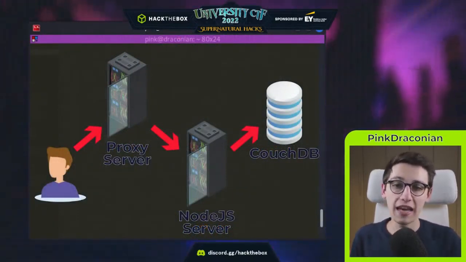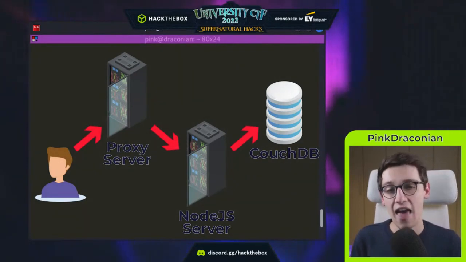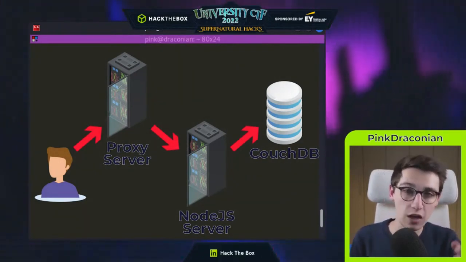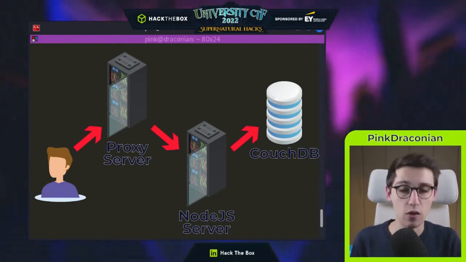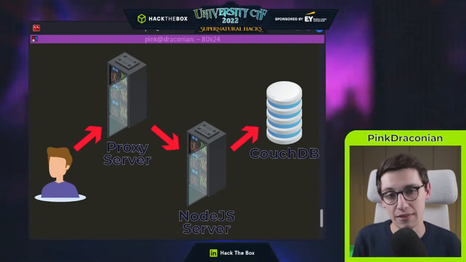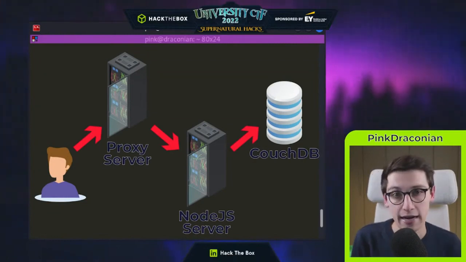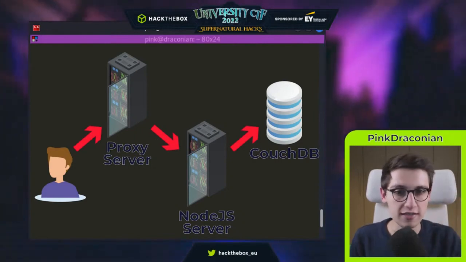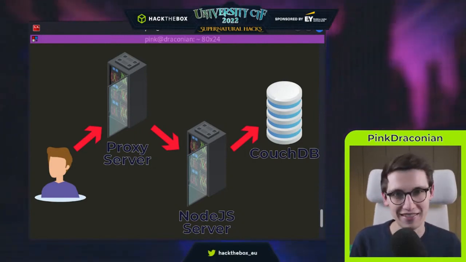Now let's start by looking at the infrastructure of this challenge, and it is fairly simple. We are communicating with a reverse proxy, and that reverse proxy is forwarding our requests to a Node.js application. And that Node.js application is in turn communicating with a CouchDB database. Now that you have an image of how the setup of this challenge looks, let's get into the fun part, the hacking.